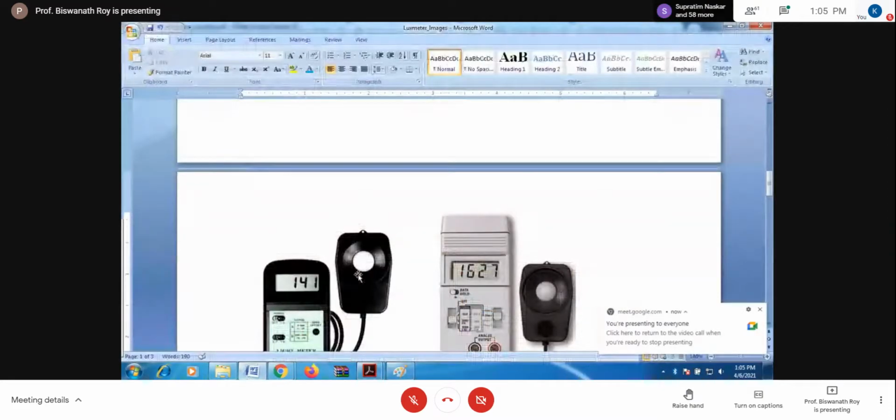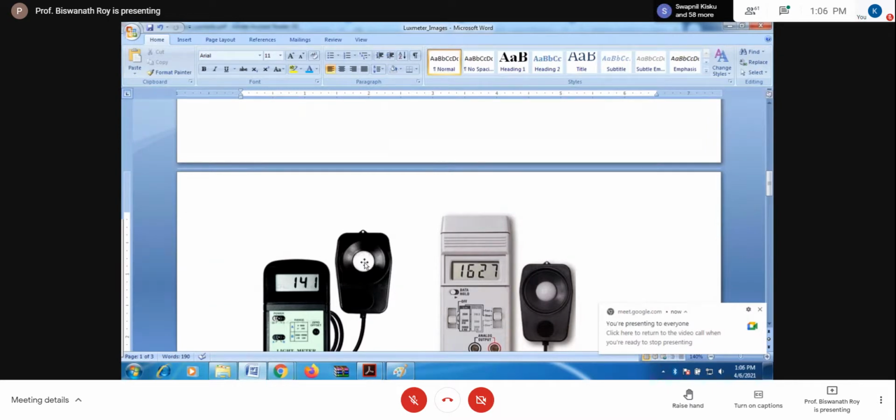There is a cover on the sensor of the lux meter, and this cover is put on. With the cover on, you can 100% ensure that you can block all the stray light reaching the sensor.